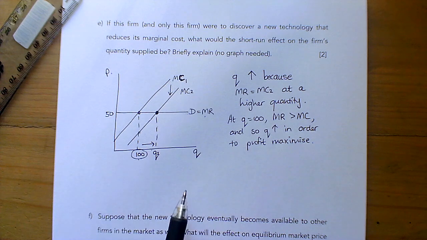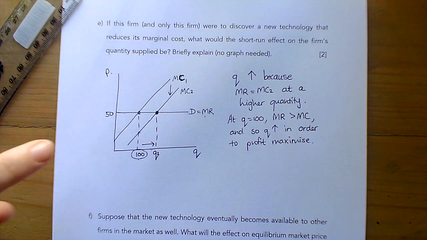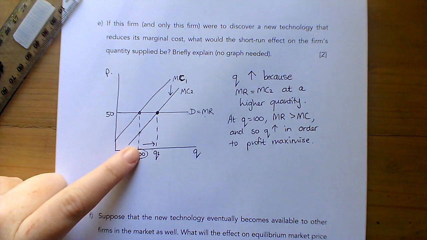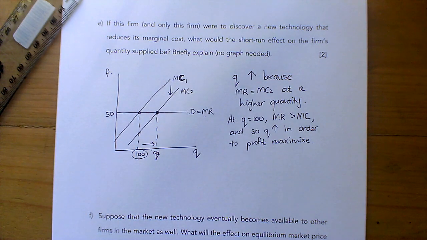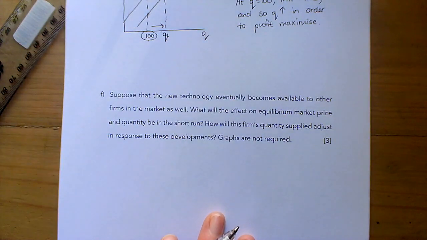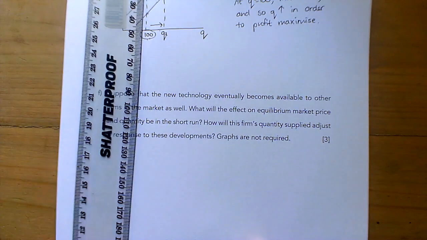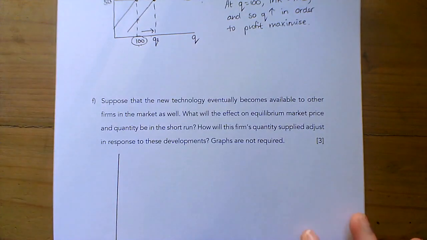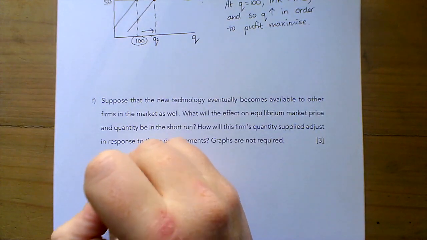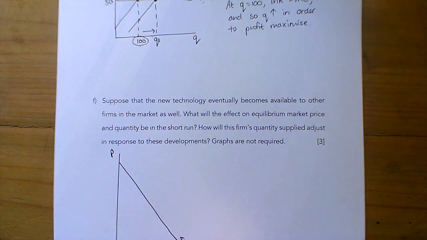Now this wouldn't affect the market because only one firm in a market of many firms having this new technology would not push the market anywhere. One firm's marginal cost curve changing is not going to change the entire market's marginal cost curve. But if all firms in this industry were able to adopt this new technology, then there would be an effect in the market. So if all firms were able to adopt this technology, then what would happen is the market supply curve would shift.